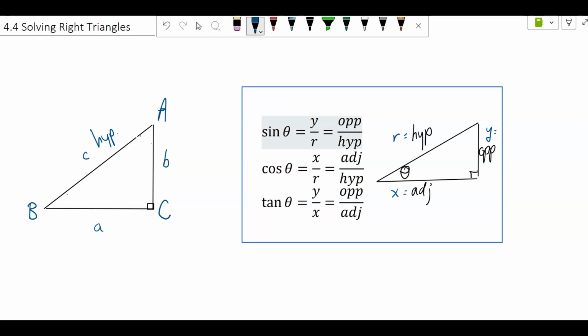It didn't change in the notation of sine theta equals y over r and cos theta equals x over r, because x was always the horizontal, y was always the vertical, and theta was always the standard position angle with the counterclockwise rotation from the positive x-axis. So that's why that remains constant.